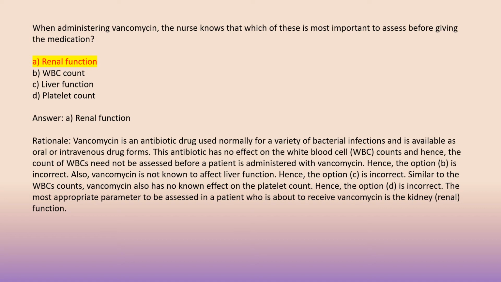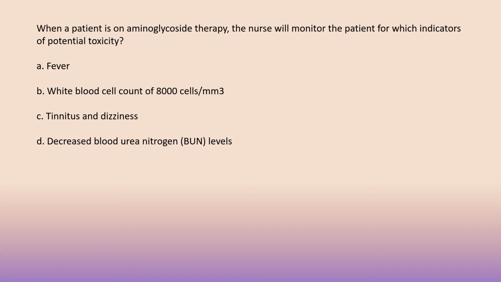The most appropriate parameter to be assessed in a patient who is about to receive vancomycin is the kidney, or renal, function. When a patient is on aminoglycoside therapy, the nurse will monitor the patient for which indicators of potential toxicity? A. Fever. B. White blood cell count of 8,000 cells per millimeter cubed. C. Tinnitus and dizziness. D. Decreased blood urea nitrogen, BUN, levels.